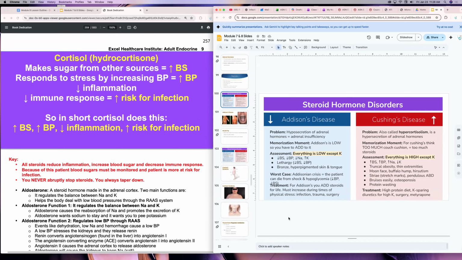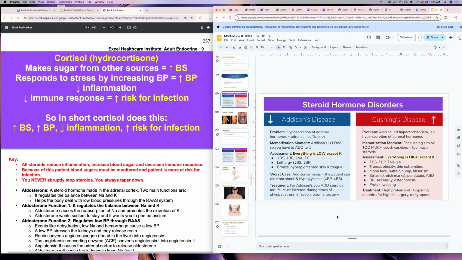Okay, so Addison's is when your steroid hormones are too low. How can you remember that? It's low, so you have to add steroids. Okay, that's how you can remember. Addison's is low steroids because you have to add steroids to the patient. Cushing's is too much steroids. And you can remember that, I think of too much couch cushion. They've got too much cushion, and also it makes them very large. So just think too much cushion. Cushing's disease, too much steroids, okay?